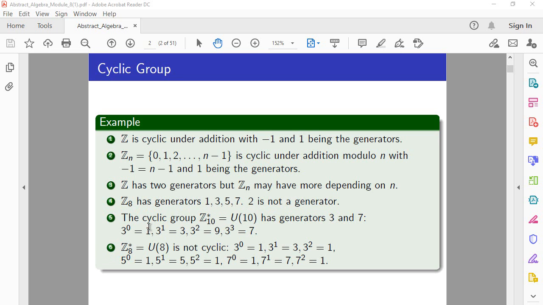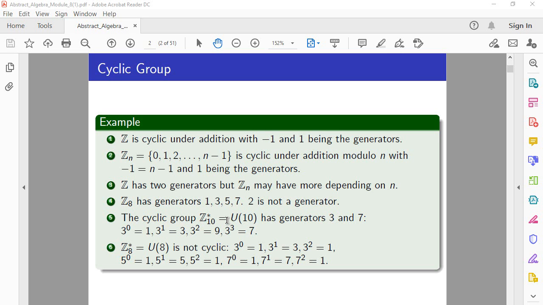Now let's look at a multiplicative example. If I look at Z10 star, recall that Z10 star is the set of integers between 1 and 10 that are relatively prime to 10. So Z10 star has 4 elements: 1, 3, 7, and 9. So those are the 4 elements of Z10 star. And Z10 star is cyclic because it has 2 generators, 3 and 7.